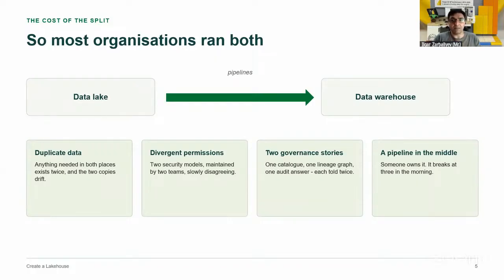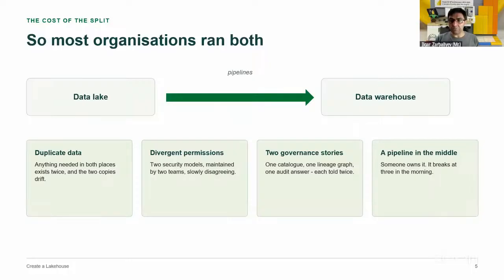First, duplicate data. Anything that is needed in both places exists twice. And the moment there are two copies, they begin to drift. Then somebody asks why the sales number in the report does not match the sales number in the lake, and you lose a day.